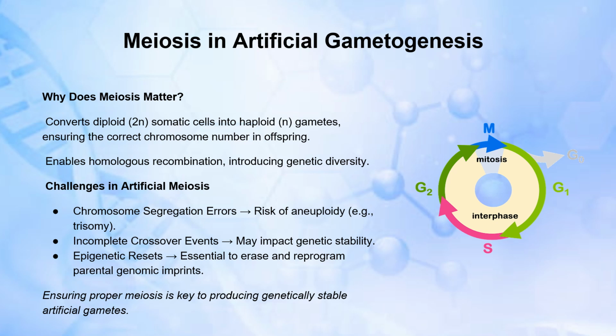One of the biggest scientific challenges in artificial gametogenesis is meiosis, a complex process that natural gametes undergo. Meiosis reduces the chromosome number from diploid to haploid, which is essential for producing healthy offspring with the right number of chromosomes. It also introduces genetic diversity through homologous recombination, which shuffles genes between chromosome pairs. In artificial settings, however, replicating meiosis accurately is difficult. Errors in chromosome segregation can lead to aneuploidy, such as Down syndrome. Incomplete crossover can even result in unstable genomes.